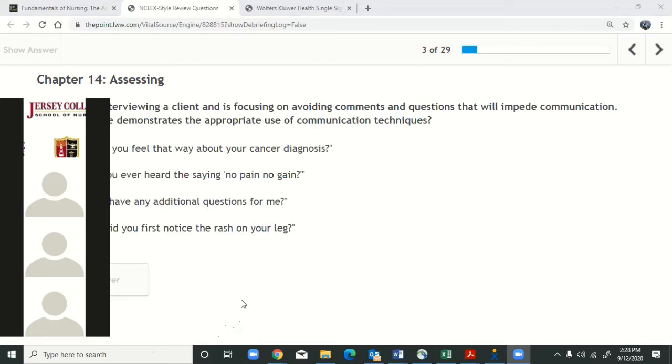Yeah, because both of them are sort of open-ended, right? C and D, but D sounds more specific to exactly what they're asking. If you ask, do you have any additional questions for me? The person can just say no, and the conversation is over. But if you ask, when did you first notice it, then the conversation can continue. So that's why it chose D. I like that breakdown. Yeah, I think it's D too.